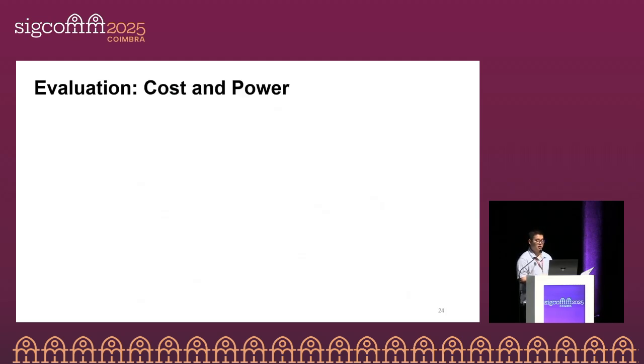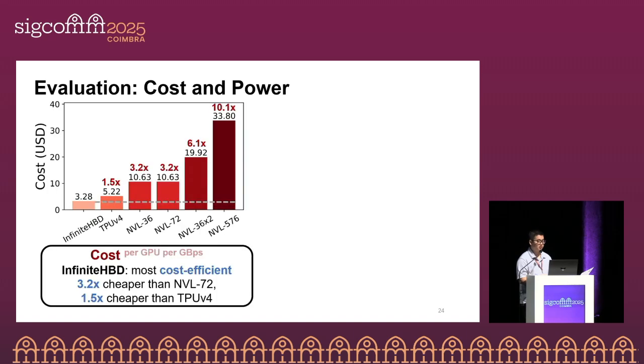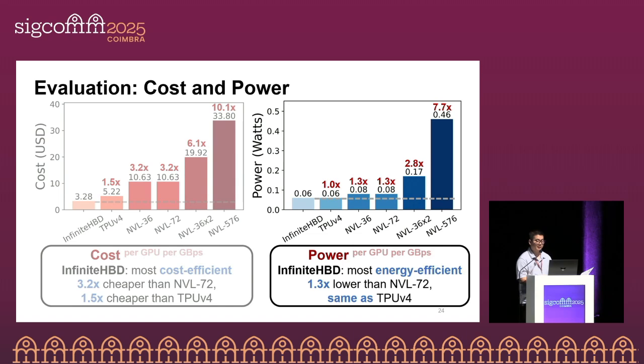Finally, the estimates of the cost and power. We normalize the cost and power by the bandwidth per GPU, so they are directly comparable. In terms of cost, InfiniteHBD is the most cost efficient. It is 3.2 times cheaper than NVL72 and 1.5 times cheaper than TPUv4. In terms of power, InfiniteHBD is also the most efficient. The power consumption of InfiniteHBD is 1.3 times lower than NVL72.